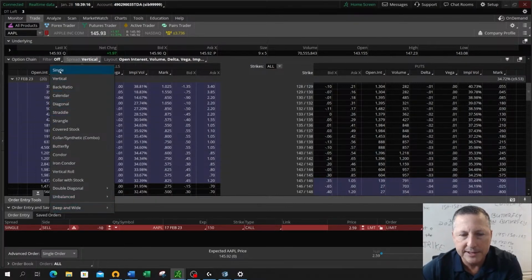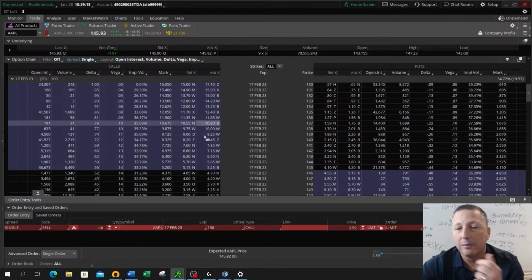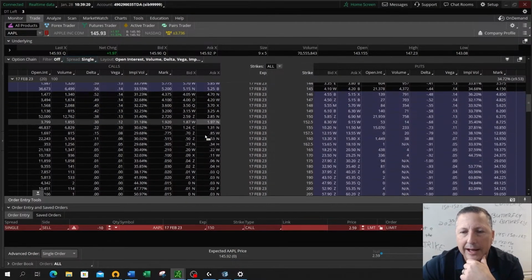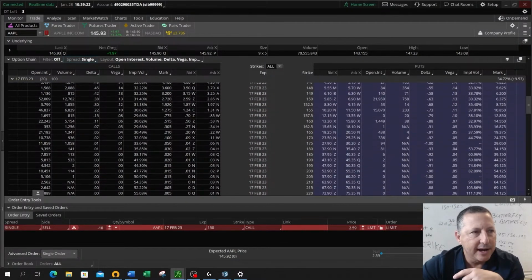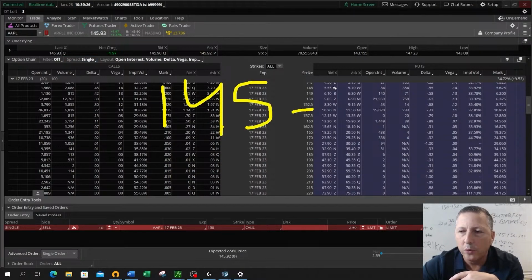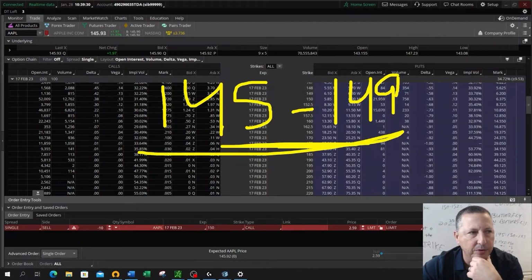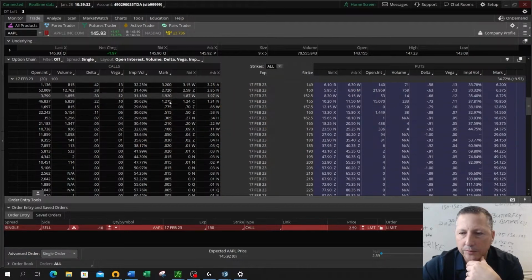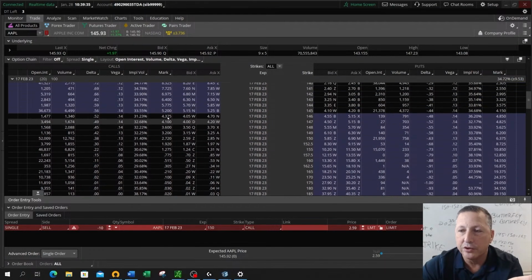I always keep this on single. Now, that may sound cumbersome, but I'm going to show you a shortcut for how to do this. Again, let's say I want to buy the 145, 149 call spread. It's actually really simple. All I'm going to do is click on the first option. The first option I want to do is buying the 145. So I click on the offer there, and you can see down here the 145 call populated.